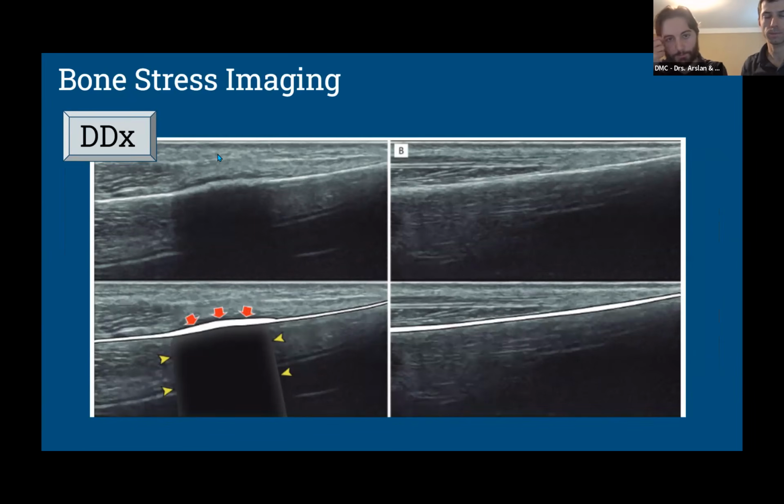Our images on the right show a normal longitudinal scan of the tibia. We can see a smooth, hyperechoic bony surface without any defect. But when we look at the left image, we do see a disruption in that smooth surface. And you can see a thickening and a hypoechoic defect with reduced echogenicity below the affected bone surface. And this is consistent with a bone stress injury or periosteal reaction.